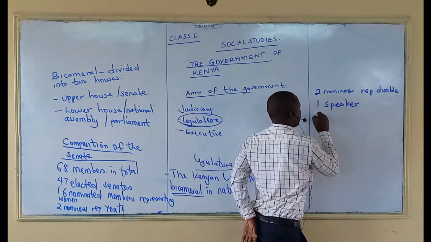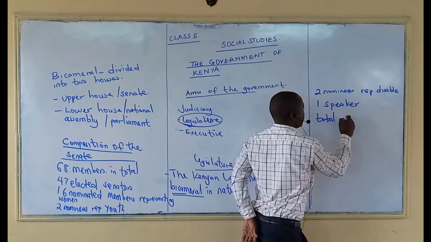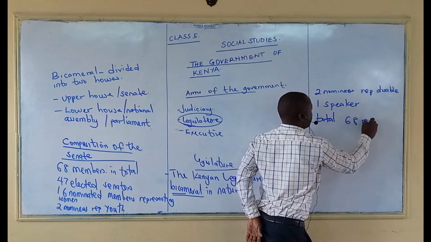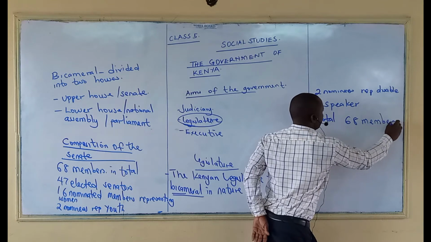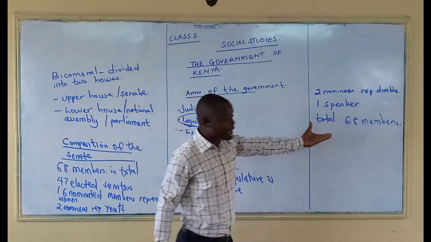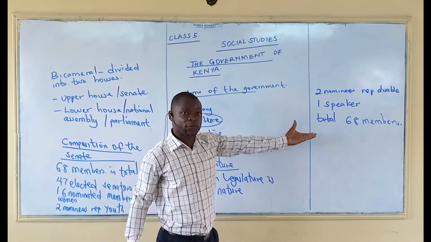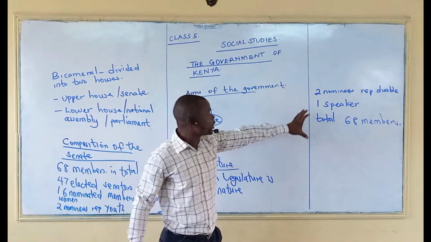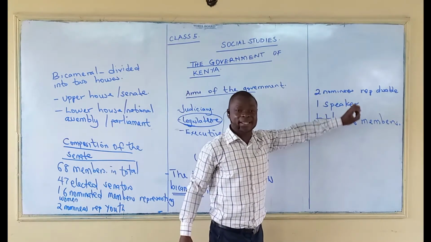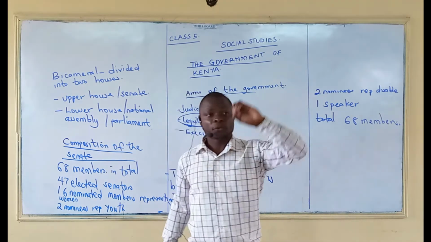Then we have 2 nominees. Who are nominees? These are people who are appointed. They are not elected using votes, but they are appointed. These 2 nominees represent the youth. Of course, for you to be nominated to represent the youth, it means you must be a youth.